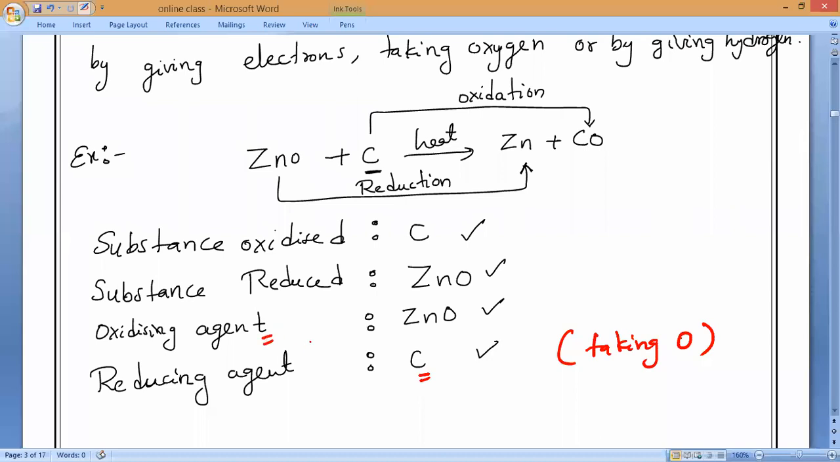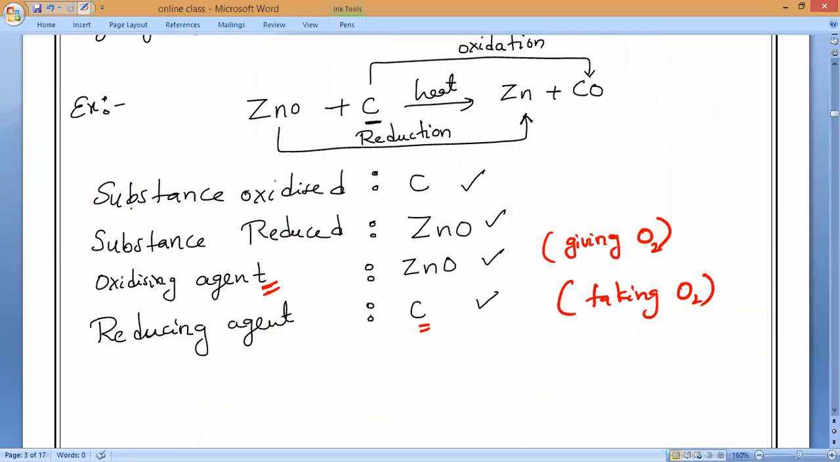Why is it called an oxidizing agent? It is not taking hydrogen, and it is not taking oxygen. What is happening? It is giving oxygen. That is why it is called an oxidizing agent. Are you clear, everybody? Please respond. Yes. So that is what you have to understand. For every reaction you must know which is oxidized, which is reduced, and in the same way the oxidizing agent and the reducing agent. So these are the four things you should know.